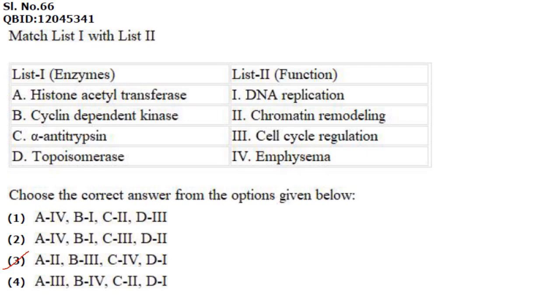A2 is there only in one option, so that itself will be the answer. But anyway, we will see the others also. Cyclin dependent kinase is for cell cycle regulation. Alpha antitrypsin is for emphysema, and topoisomerase is involved in DNA replication. So if you know one option correctly, that is A2, you can happily mark the answer.